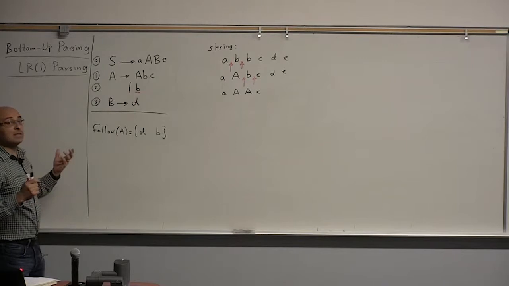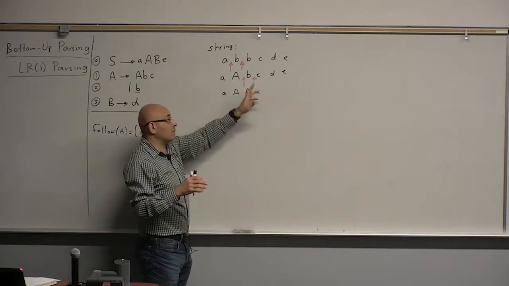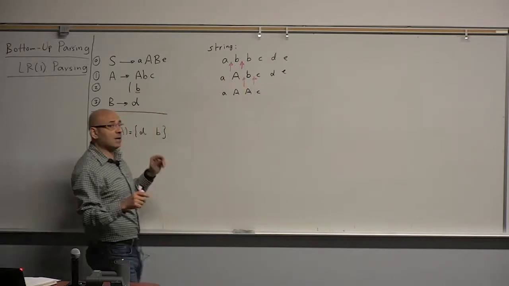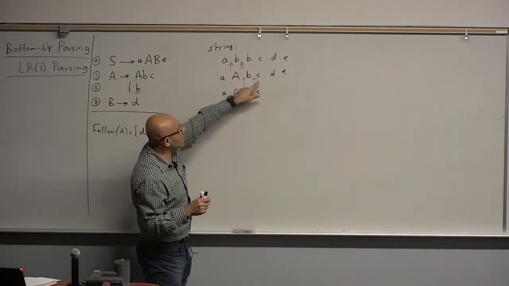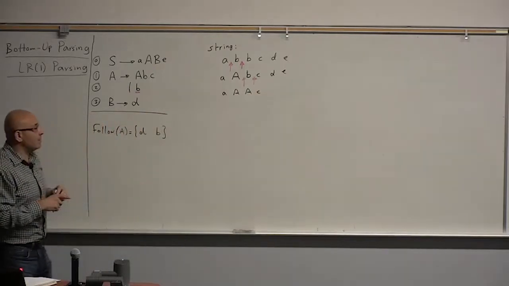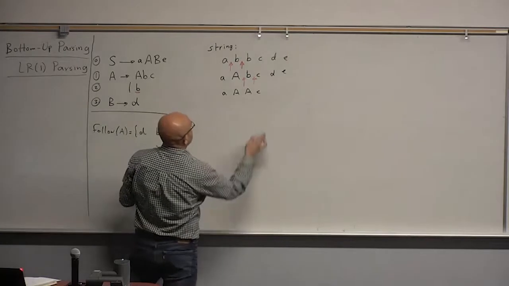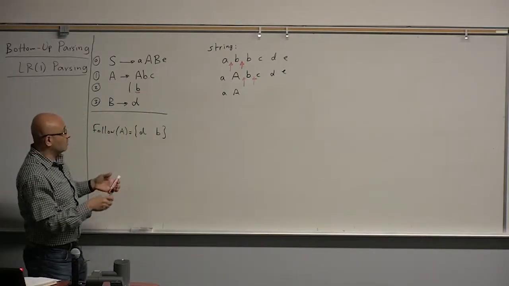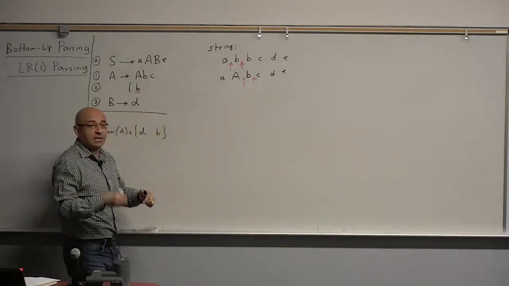So we made this decision based on both the look ahead, which is what we have to the right of the pointer, and the left context as well. Based on the left context and the right context, which is only one symbol look ahead, we were able to determine that a reduction here is not valid. It's not a good idea. So when a reduction is not valid, what do we do? We shift again. When we can't reduce, we shift.